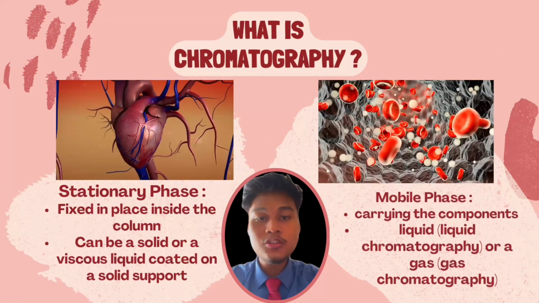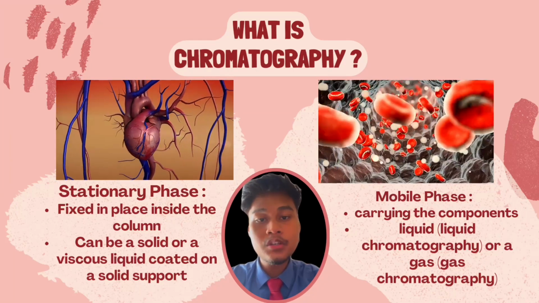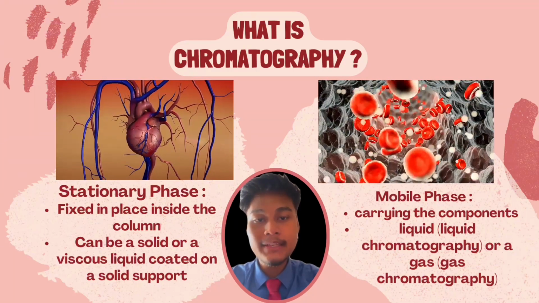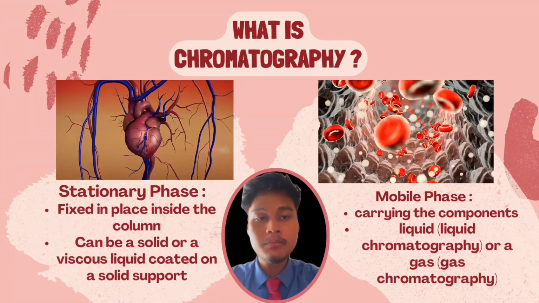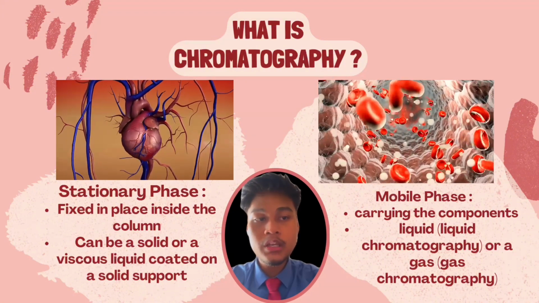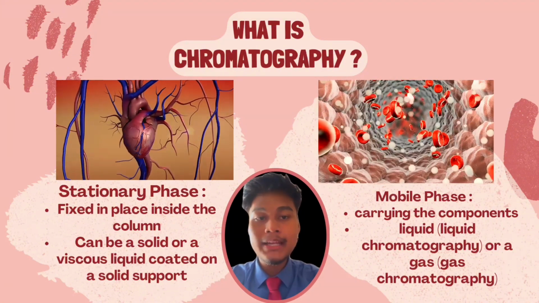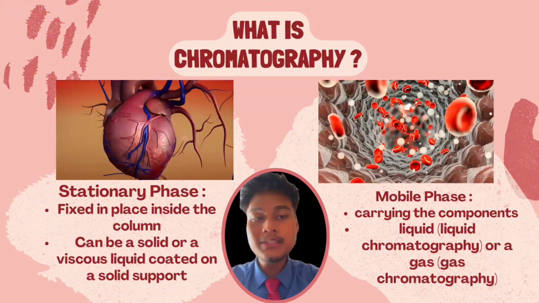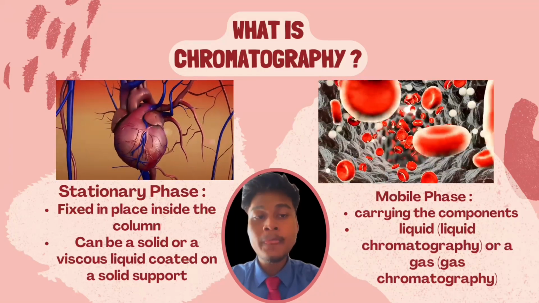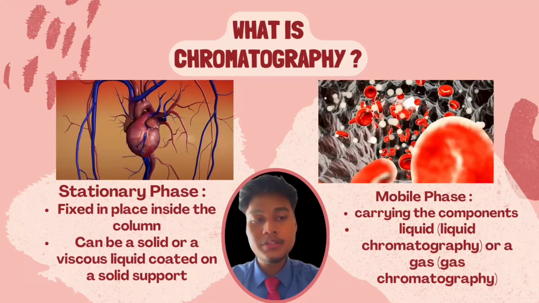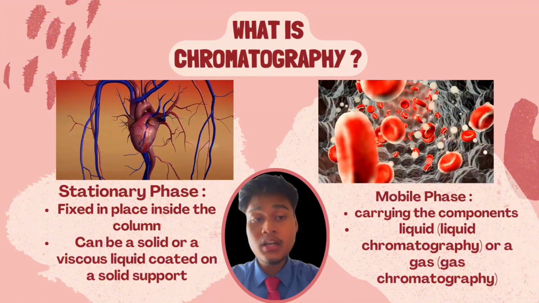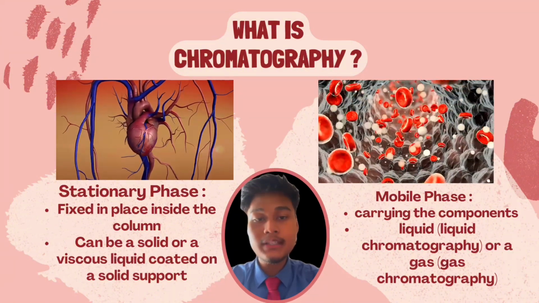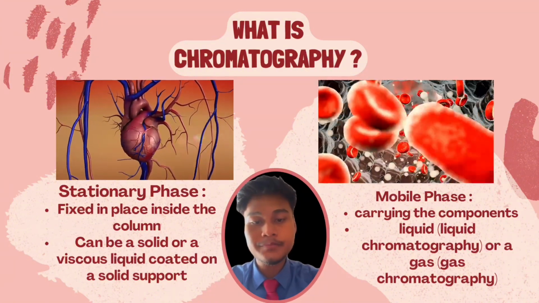What actually is chromatography? First, we have the stationary phase, the phase that stays fixed in place inside the column. It can be solid or liquid coated on a solid support. Next is the mobile phase, which is the phase that moves through the stationary phase, carrying the components of the mixture with it. It can be a liquid, as in liquid chromatography, or a gas, as in gas chromatography.